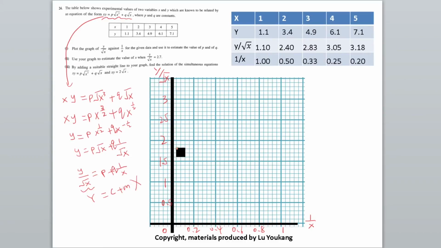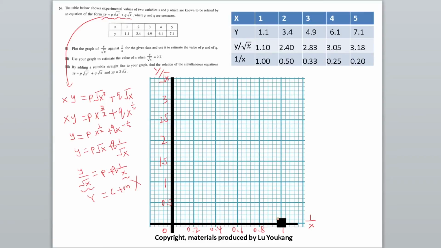And it looks like the general form, big Y equals m big X plus c. You can see that our big Y here, or the vertical axis, is y over square root x, and our horizontal axis is 1 over x. Our m is our q, our c is our p. Therefore, I've tabulated a table with the values you need to draw this graph.